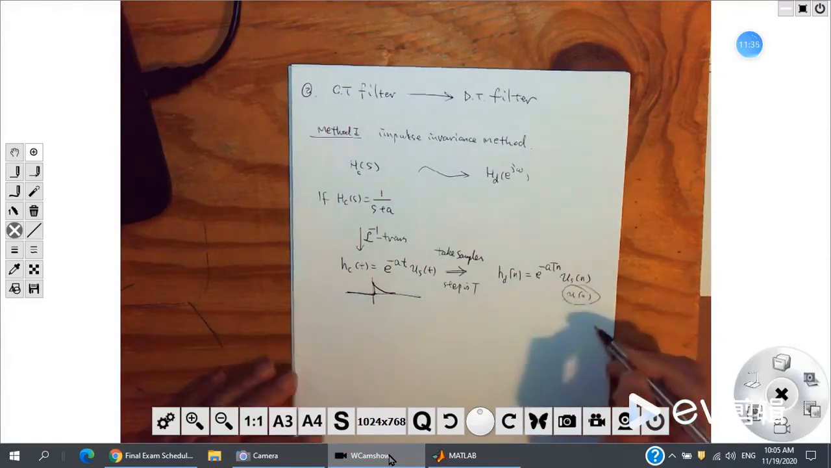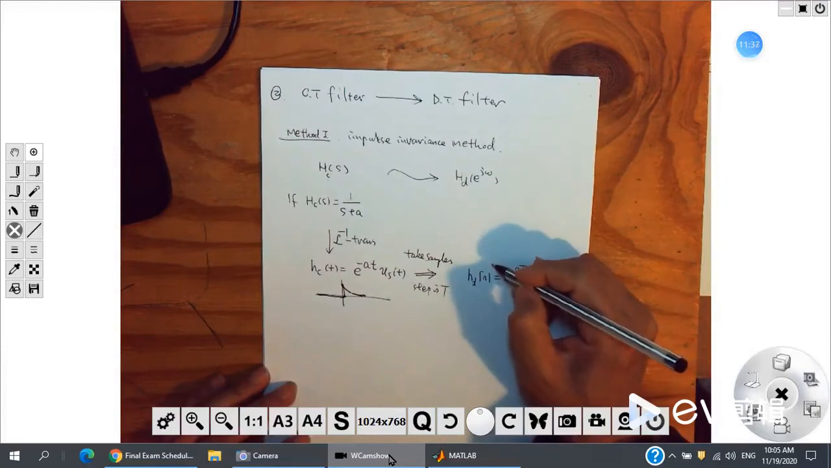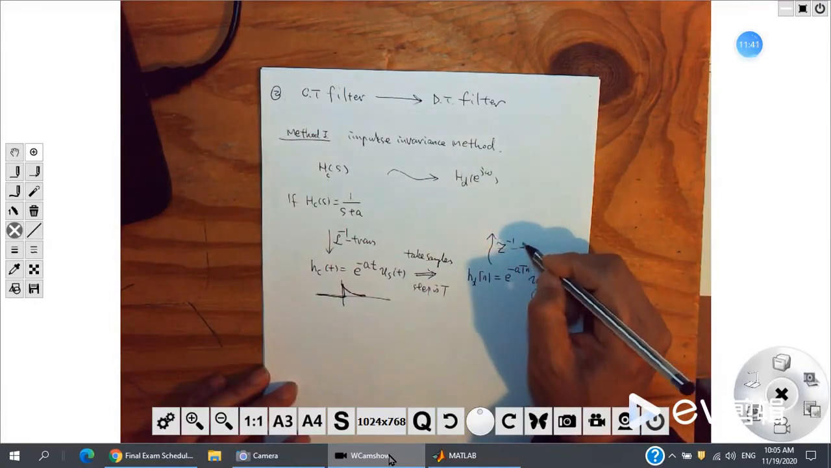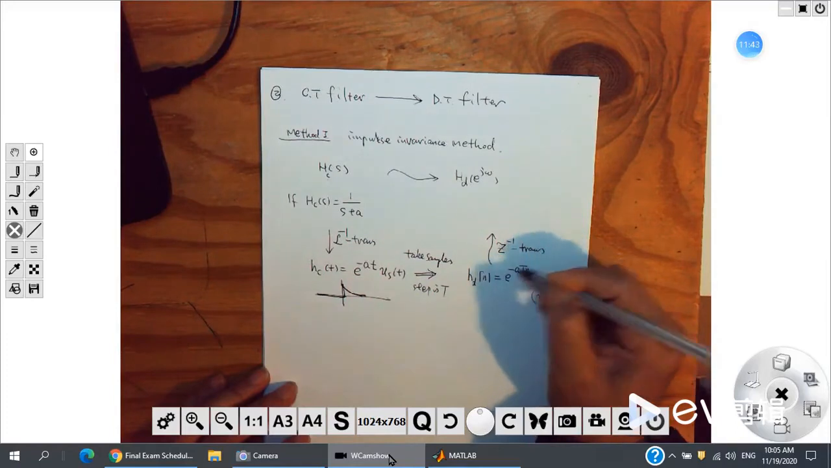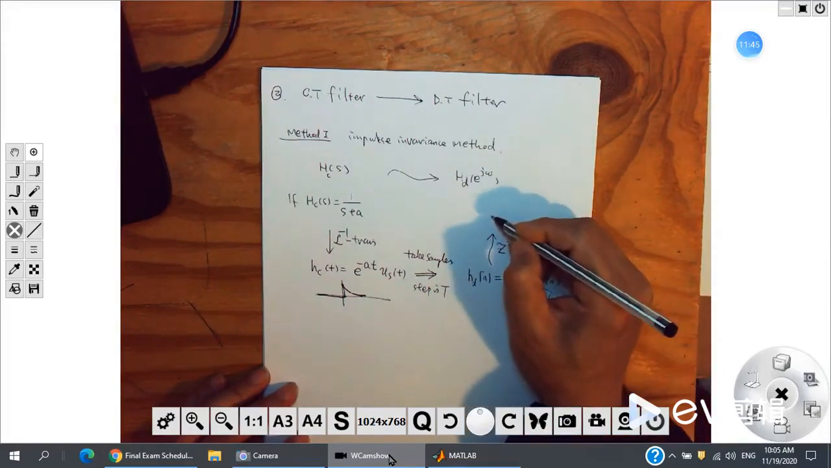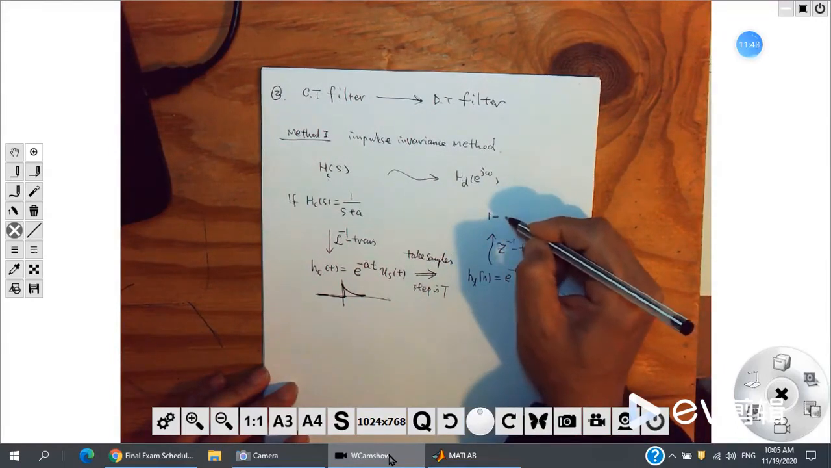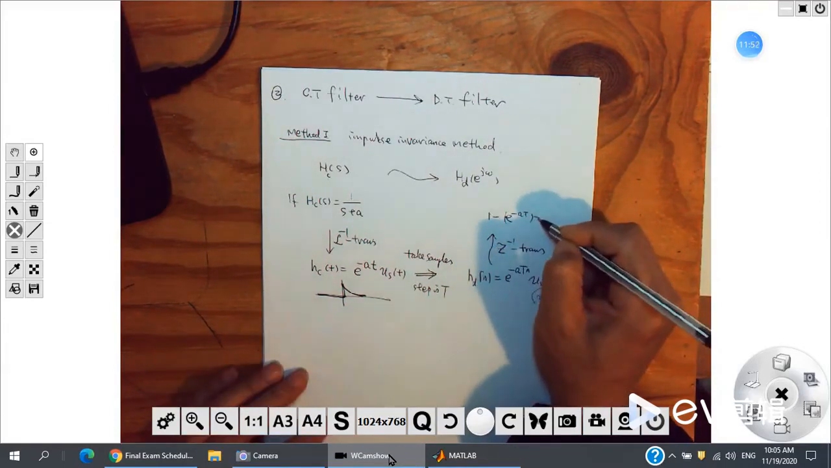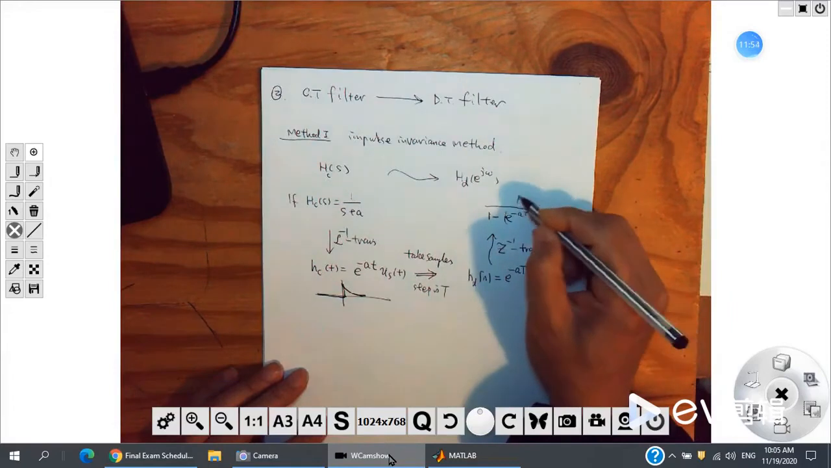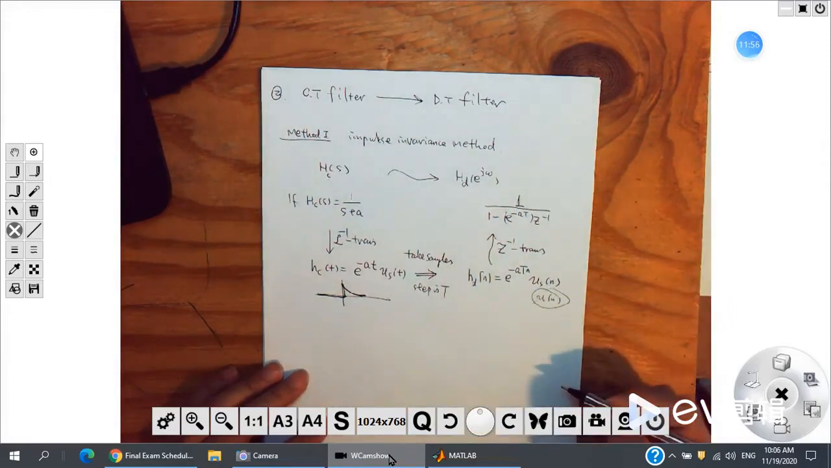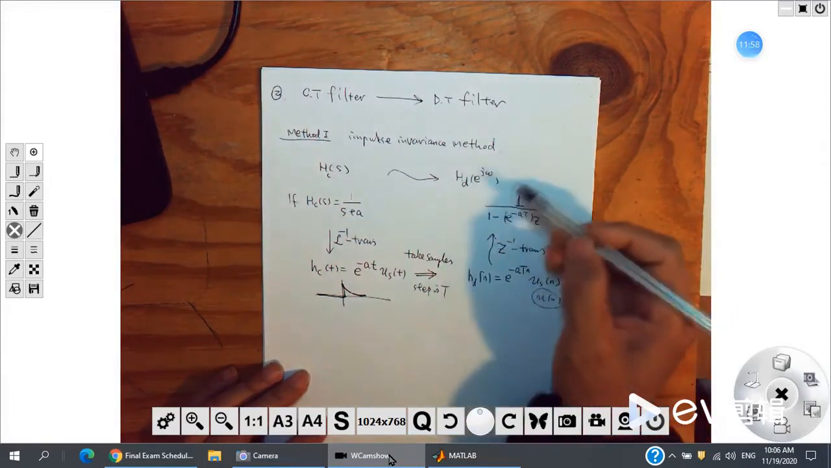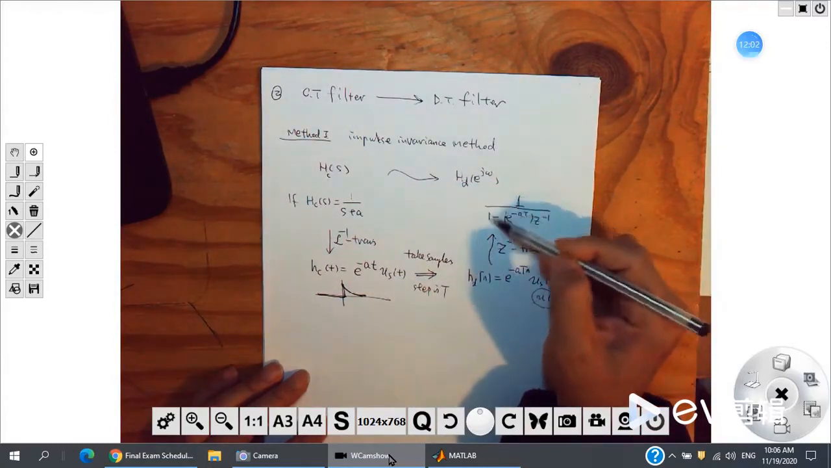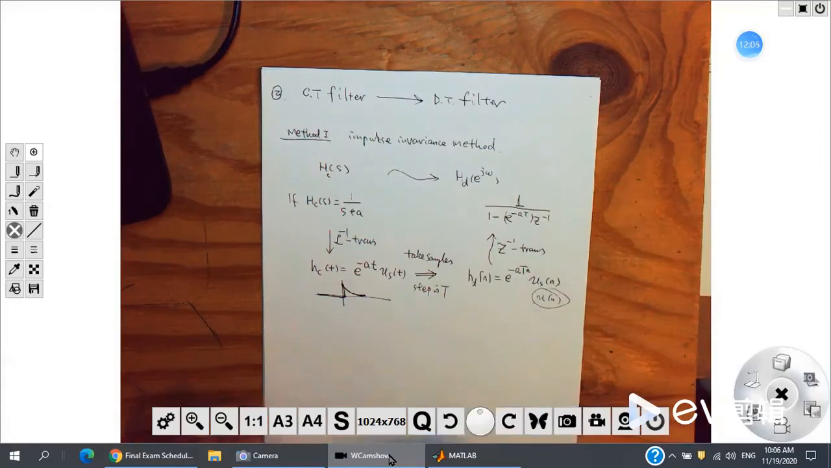For this one, we do the z transform. It will give us 1 over 1 minus e to the negative aT times z to the negative 1. Here's 1. Okay, so we will try to use capital H_d for this one. But we need a scale.